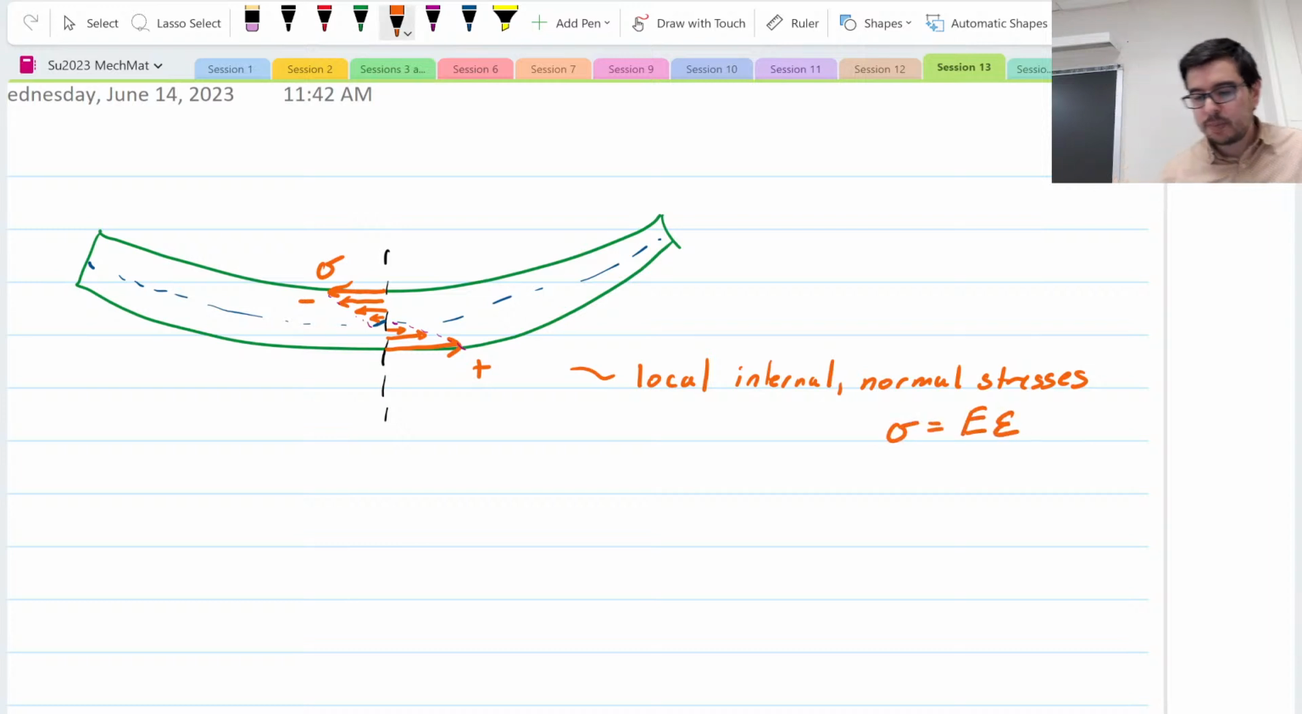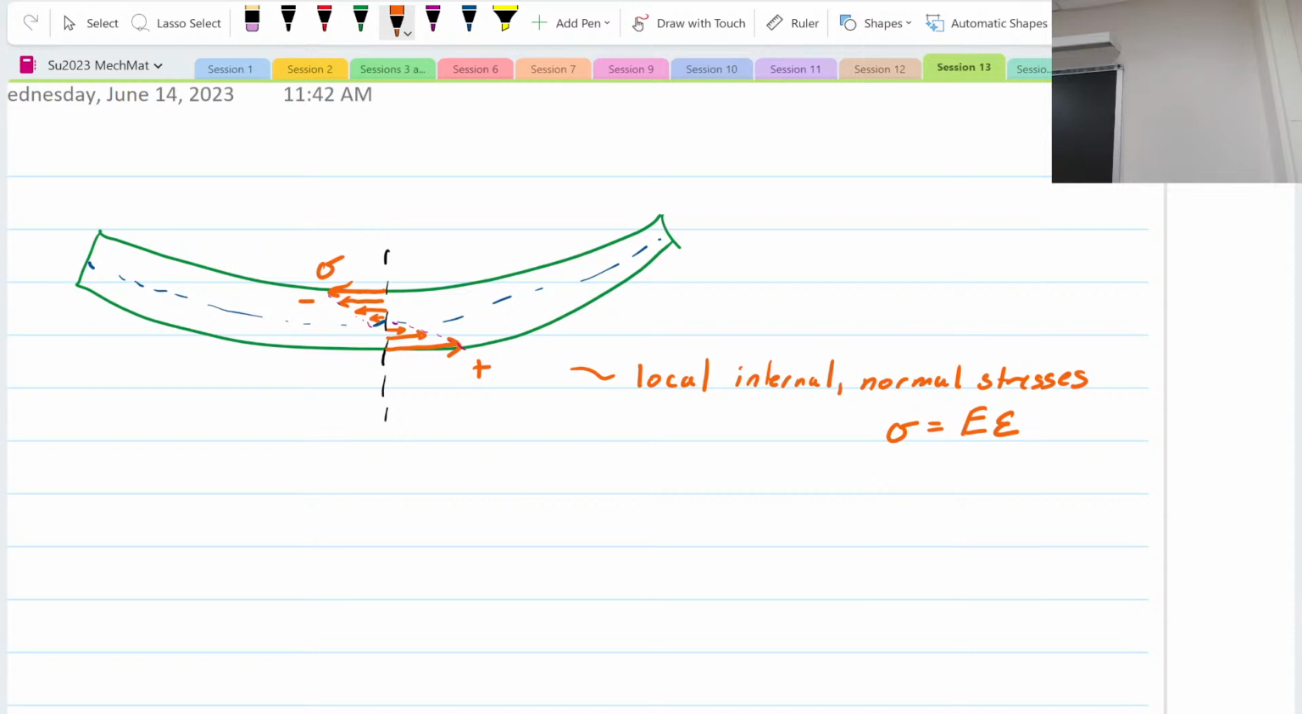But E epsilon, it'd be the other way, right? Well, I drew stresses here, but if you want to draw a local strain, you can say that it's going to be sigma over E, which would be the epsilon. But sigma over E, longitudinal.